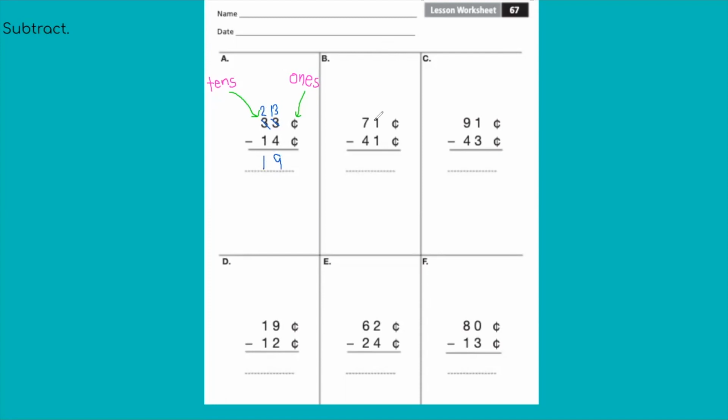Okay, let's look at this one. I always start on the one side. 1 minus 1, I don't need to borrow from the neighbor. 1 take away 1 is 0. 7 take away 4 is 3.